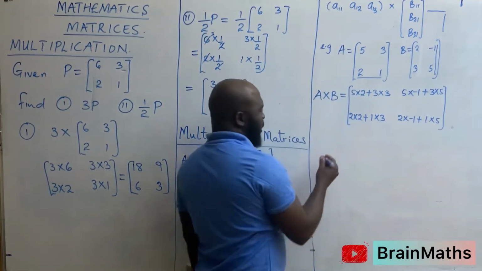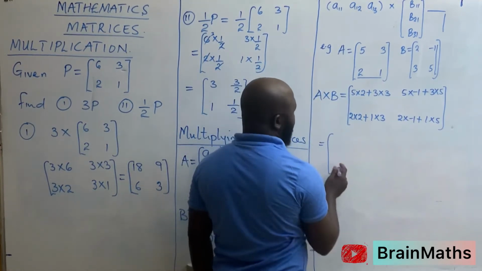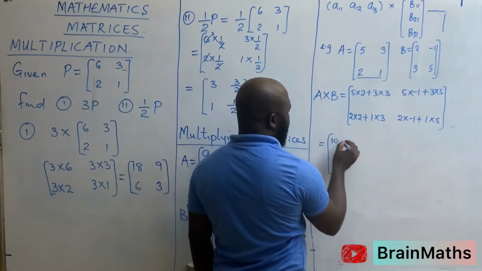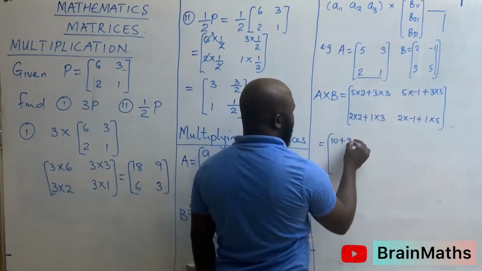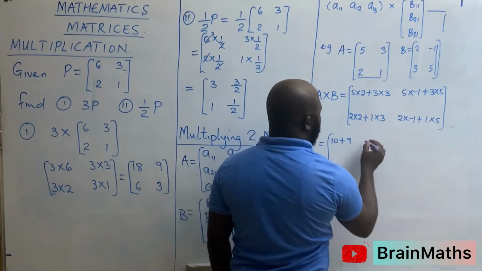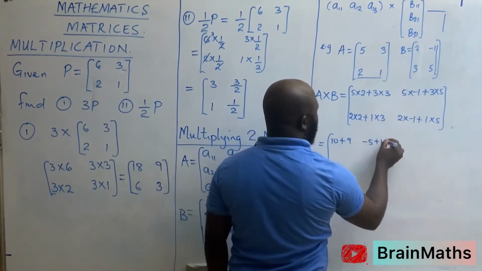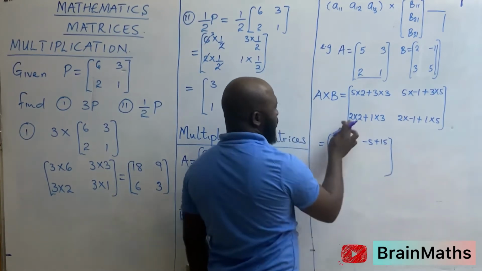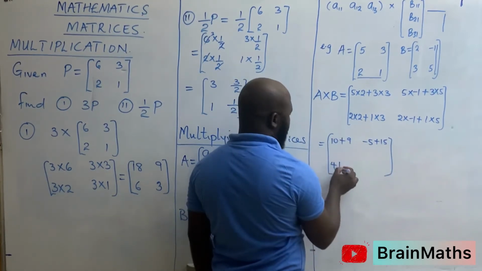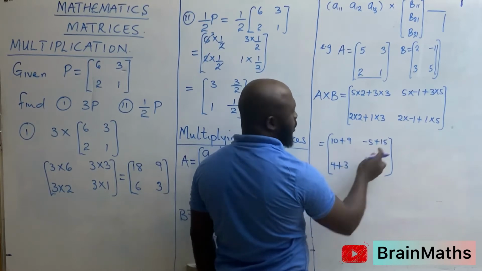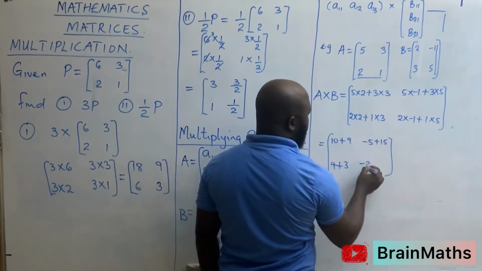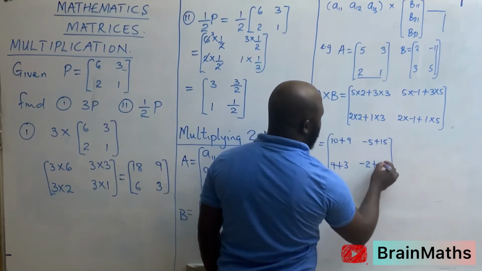So when you multiply this out, you are going to be having 5 times 2, 10, plus 3 times 3, 9. Also 5 times -1, minus 5, plus 3 times 5, 15. Then 2 times 2, 4, plus 1 times 3, 3. 2 times -1, minus 2, plus 1 times 5, 5.